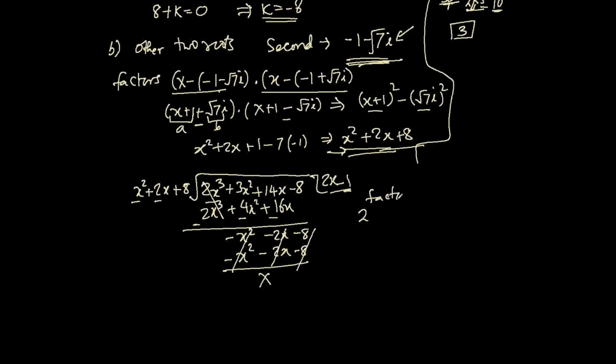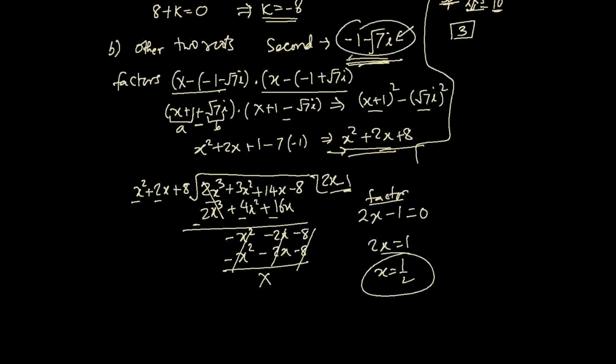So your third root, we got, this is a factor, okay? They're asking about the roots. So to convert this into a root, make it equal to 0. 2x is equal to 1 and x is equal to half. This is the third root. We had the second root already, this one root was given in the question, and this is the third one.